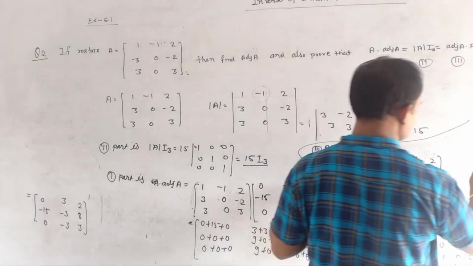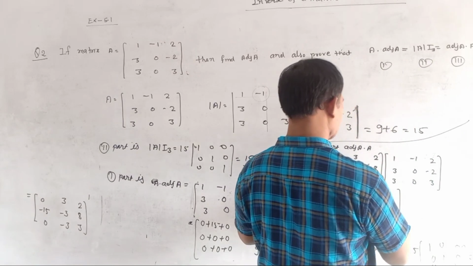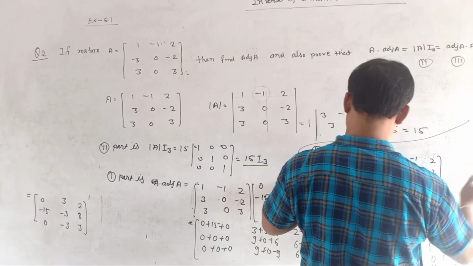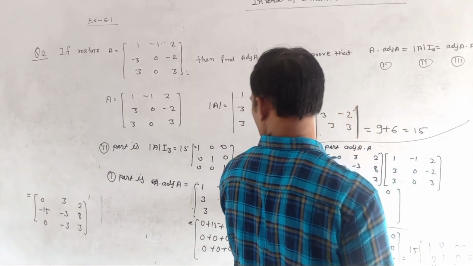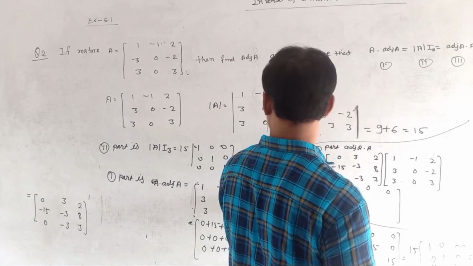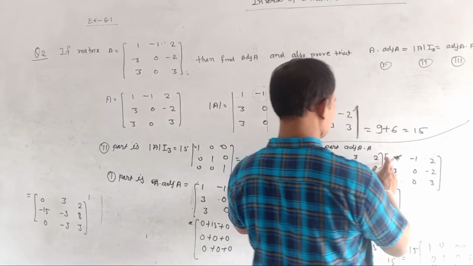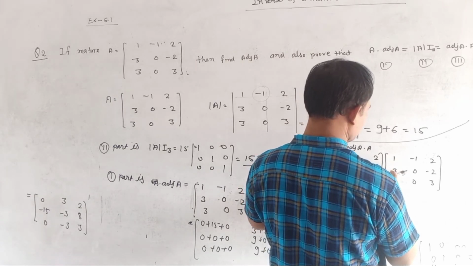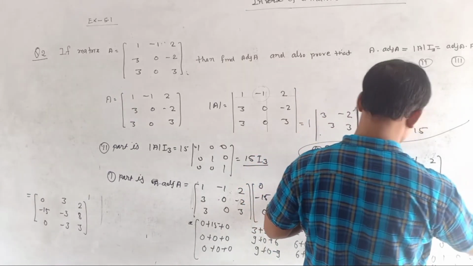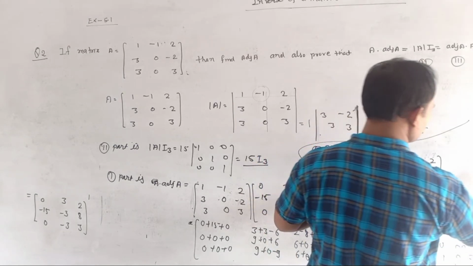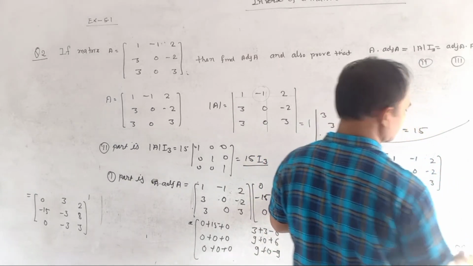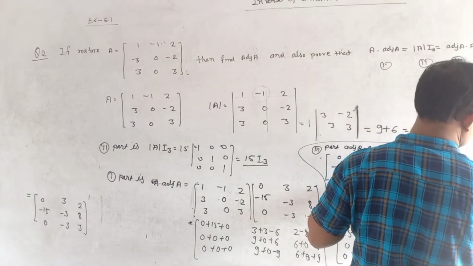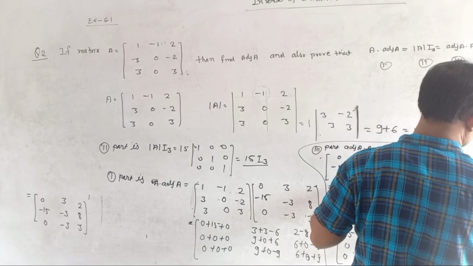Minus 15, minus 9, and it is 24. So it is plus 24. So it is minus 15 minus 9, which is minus 24, and plus 24. So we can say that it is 0.